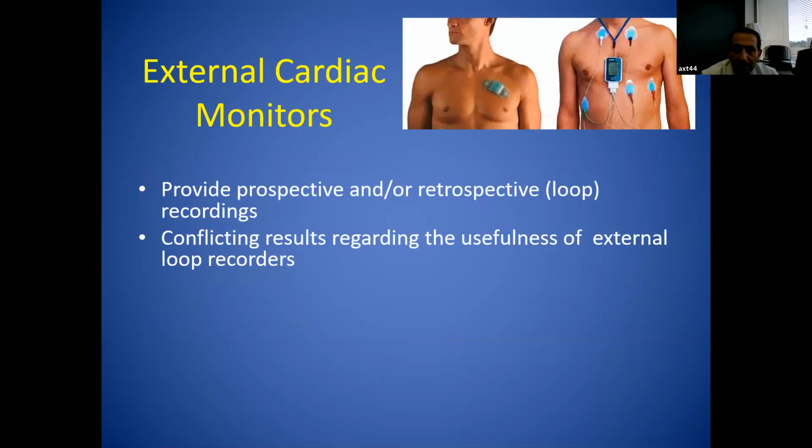So this is what they look like when you apply them on the chest. This is what a Holter kind of more or less looks like.